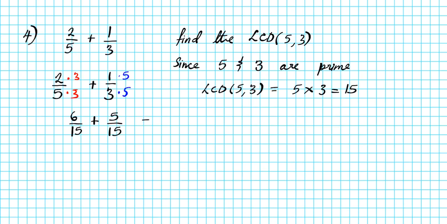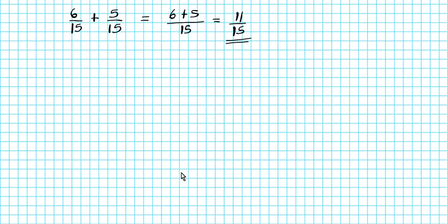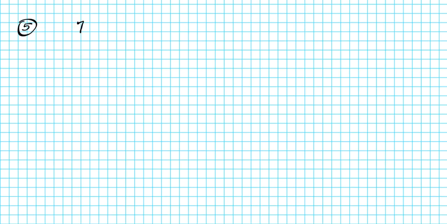Okay? Alright, now let's go ahead and move on to the next step. If the denominators are the same, you add the numerator and keep the denominator the same. Now what's 6 plus 5? That's 11 over 15. That is the answer to question number 4. Okay, let's move on to number 5. How about subtracting two fractions with different denominators? So consider this: 7 over 15 minus 3 over 12.